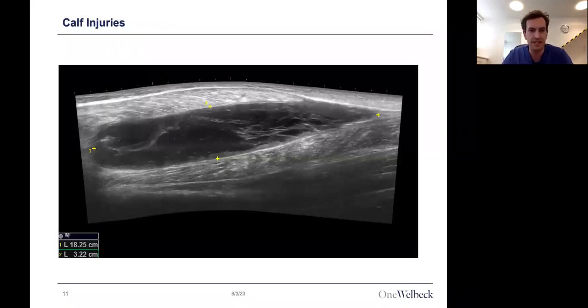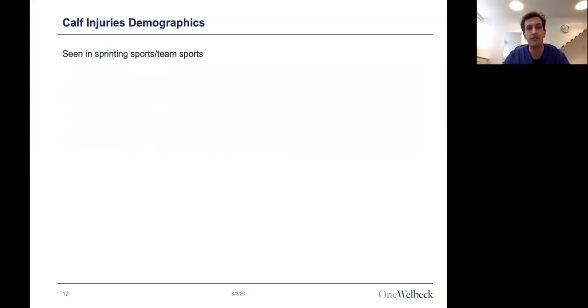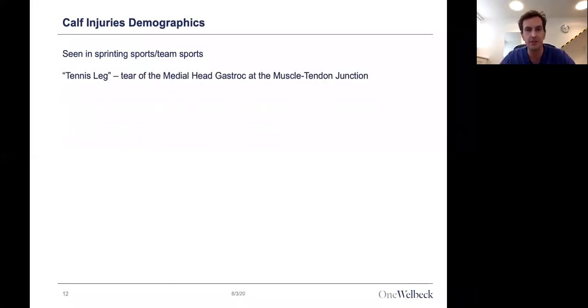I'm going to move on to my second topic, which is calf injuries, which is almost the opposite end of the spectrum. So again, calf injuries are a really, really common injury that we tend to see in a sports clinic. Also very, very common in the general population. It tends to be seen not so much in the endurance sports, but more commonly in the sprinting and team sports. The classic description is of a tennis leg, which is, strictly speaking, a tear of the medial head of gastrocnemius at the muscle tendon junction.